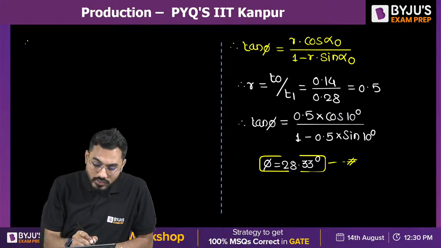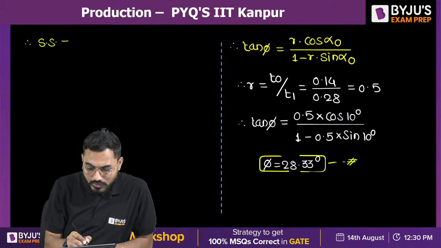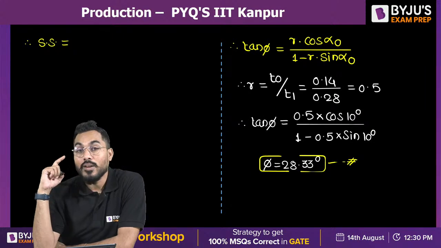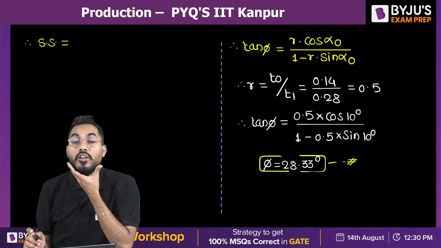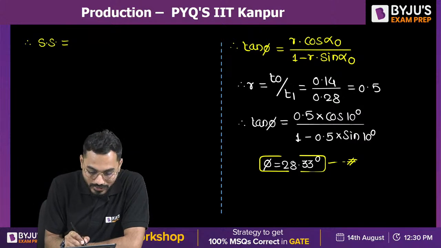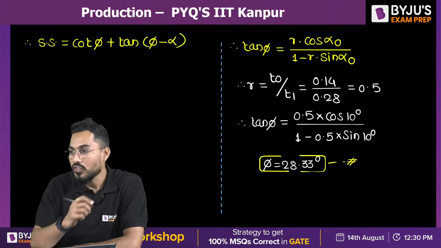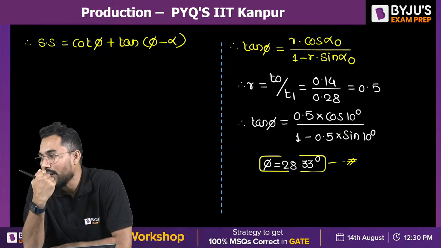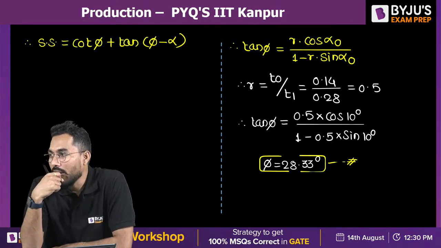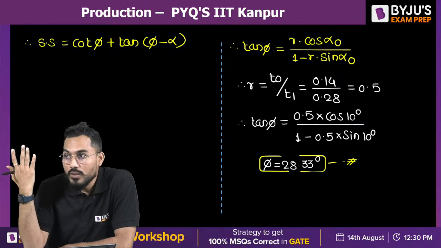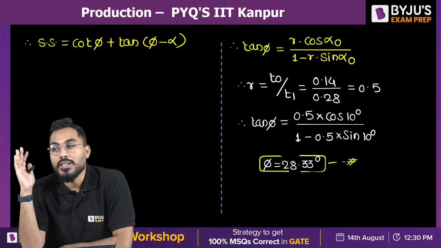Now you tell me the shear strain. Does anyone here know the shear strain equation? There is one derivation that you must understand while going through the fundamentals of metal cutting. Very interesting question. Shear strain s is exactly equal to cot phi plus tan of phi minus alpha. Shear strain equation, basic fundamental. Very correct. Just write down in the comment box: do you know this formula? Shear strain is equal to cot phi plus tan of phi minus alpha.